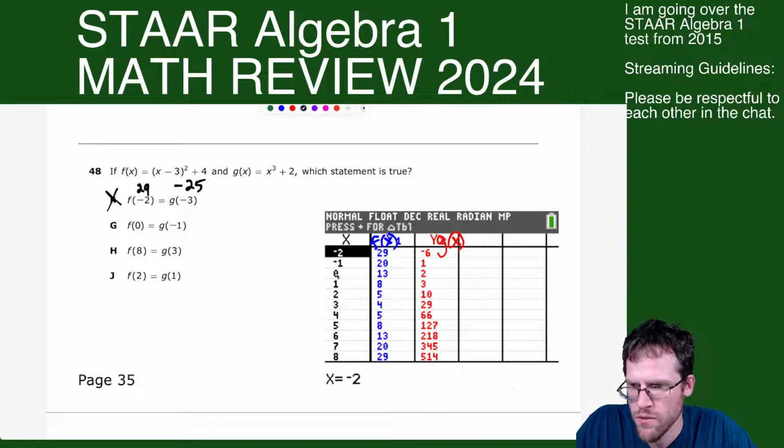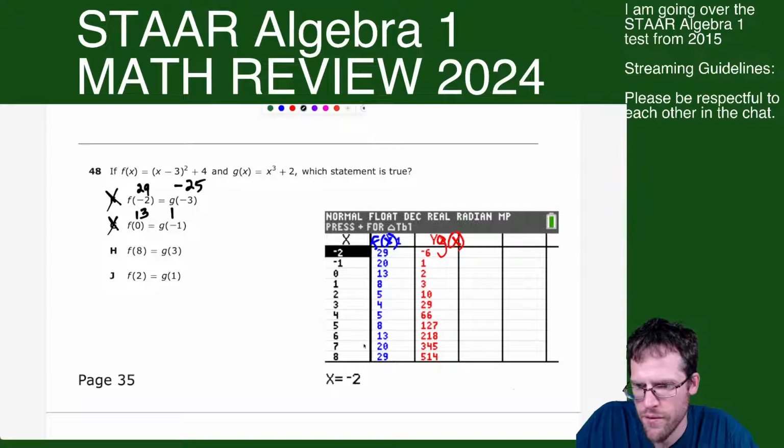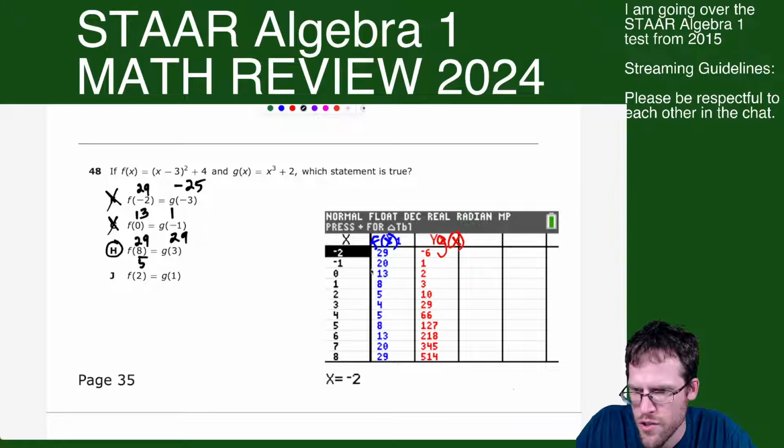F of 0 is 13. So I just go to the table, see f is here, and at 0 is 13. G of -1 is 1. These are not equal. All right, let's see. F of 8 is 29. G of 3 is 29. This is the answer. And now we have here f of 2 is 5. G of 1 is 3. Not equal.